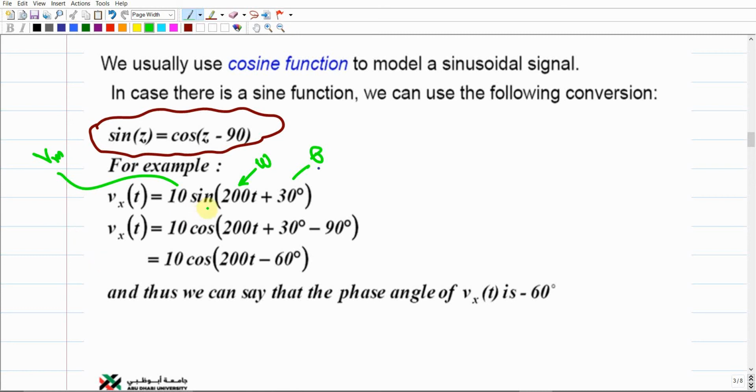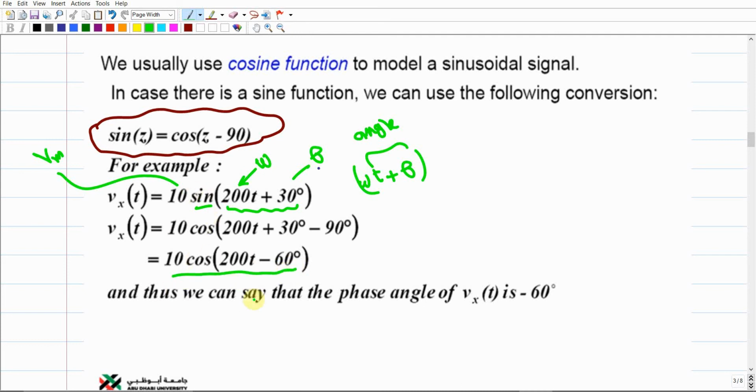Here it is given in the sine form. How about if you decided to convert it into cosine? Your objective is just to add to all of this angle. The angle here is omega t plus theta. All of it is the angle. So your objective is just to add negative 90 to this angle. Adding 30 and negative 90 gives us negative 60. So this is the equivalent form to the original form.